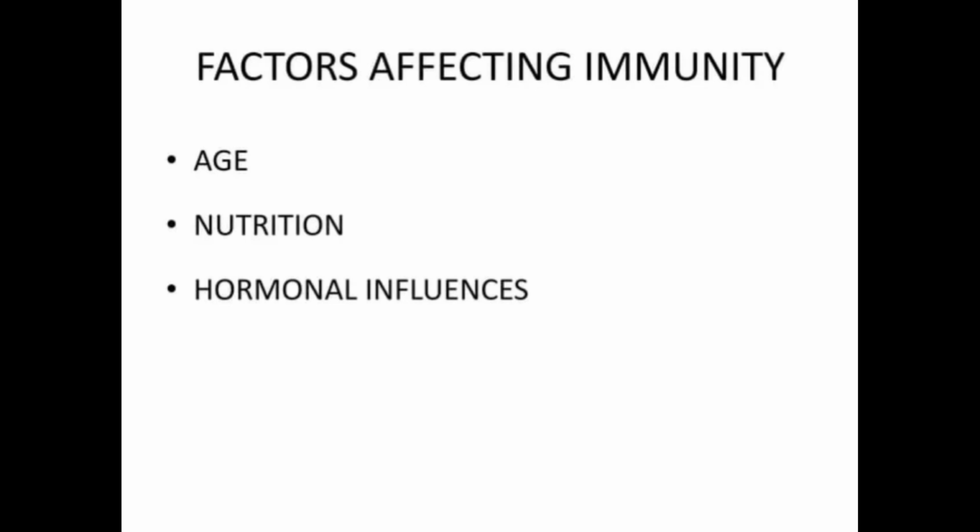Factors affecting immunity. There are factors which affect the immunity. The first is age, second is nutrition, and third is hormonal influences. According to age we divide people into three segments: neonates, meaning infants or children, adults, and geriatric patients, or the old people.